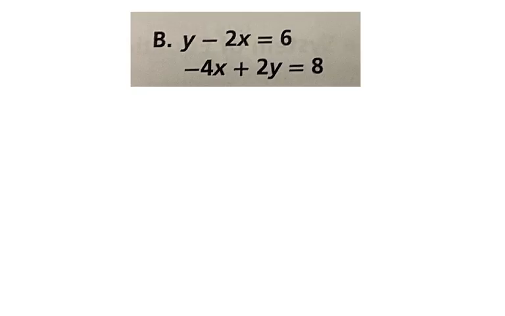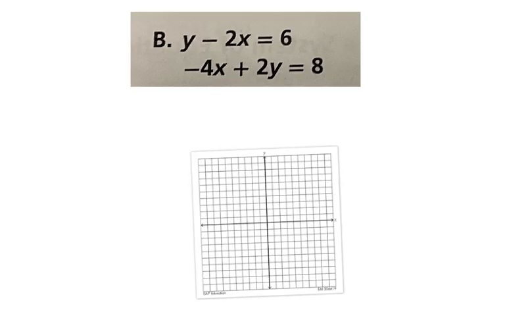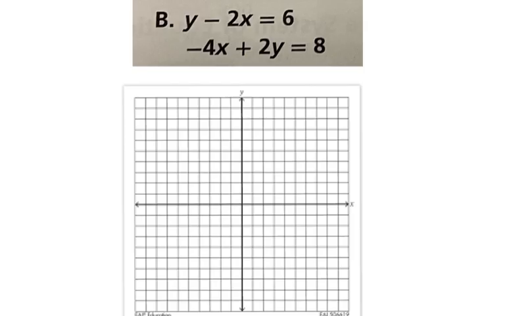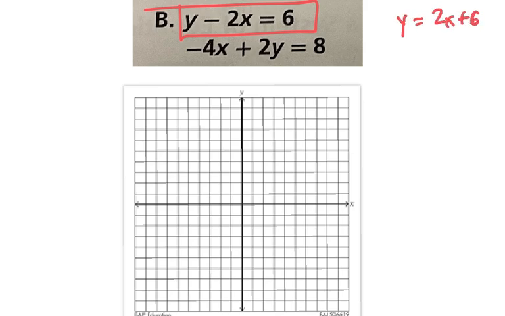Let's work this one. Not in slope-intercept form. Again. Why? Just make it easy on us. I think the top one's easier to get into slope-intercept form. So what would I need to do to get this into slope-intercept form? If I added 2x to both sides, that makes y equals 2x plus 6. Is everybody okay with that?